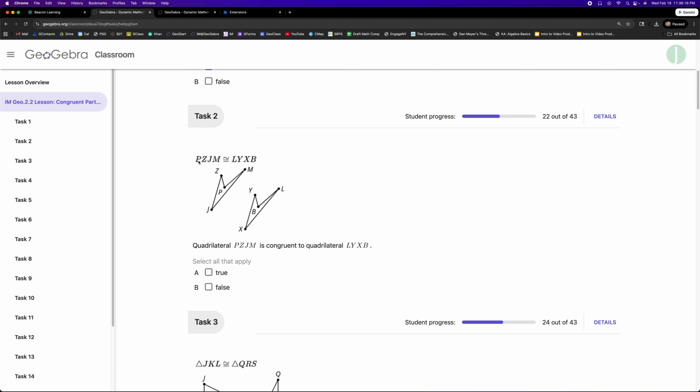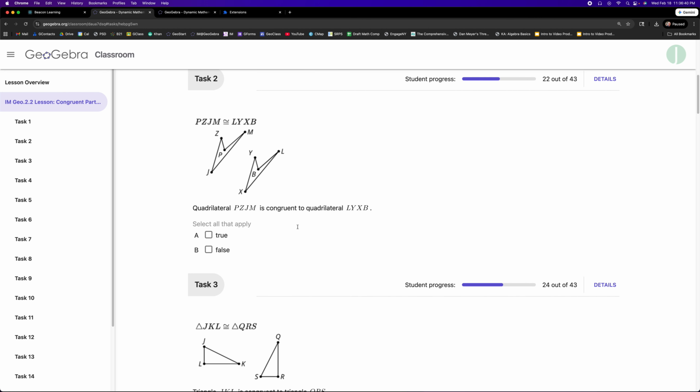It should be P would be B, so this first letter here would be B, and then Z is Y, so it would be BY, and then J, which would be X, so it would be BYX, and then L would come last because M is last, right? So this statement is false. All right, next one up.